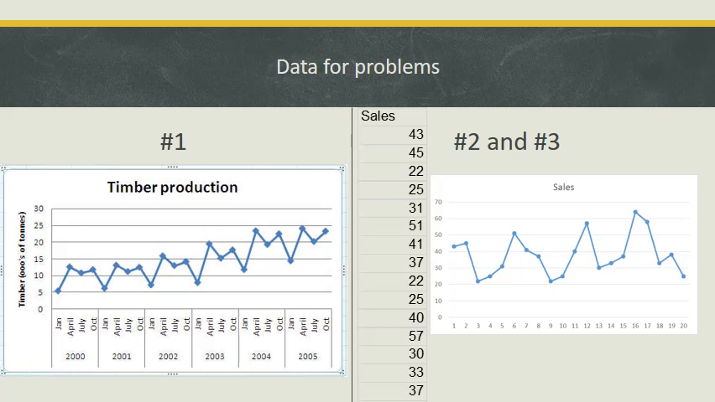Now we have the data sets that you'll need to answer the 3 questions coming up. The first data set has a pretty clear long-term trend and seasonal cycle. And in questions 2 and 3, you'll be practicing smoothing methods on this example data set.